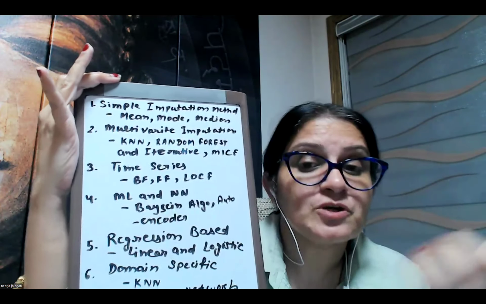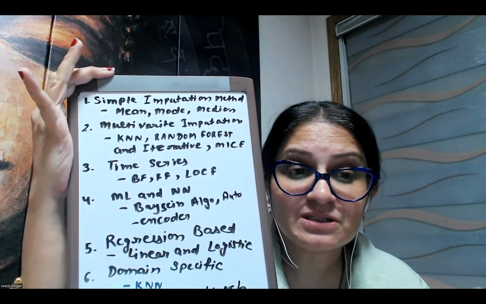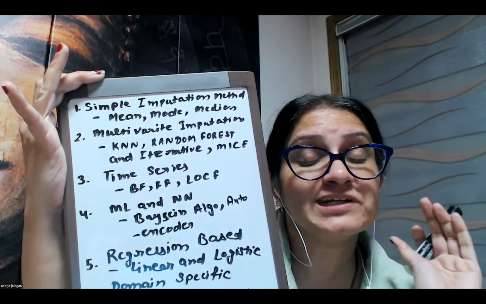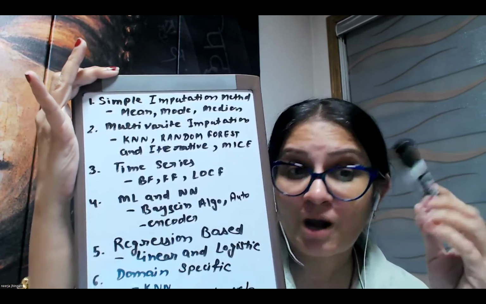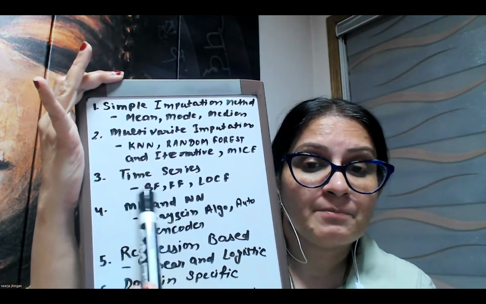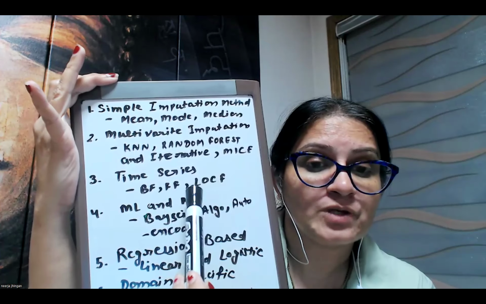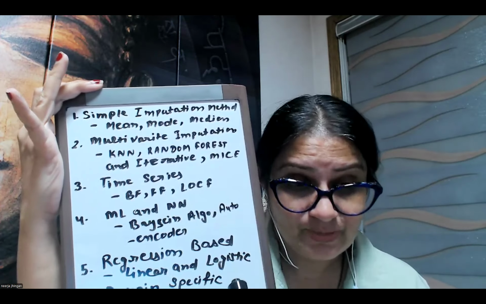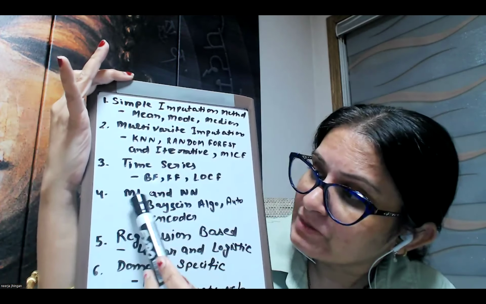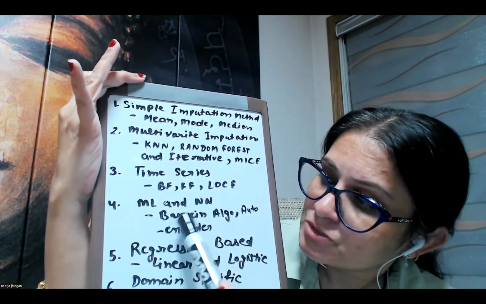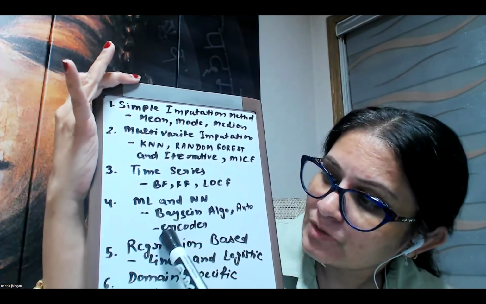And the next one is your time series. Time series missing values are handled in a totally different way. You cannot use the above two methods for time series. Okay, so this is your backward fill, forward fill, and your LOCF, the last observation carried forward. Okay, and then you have machine learning and neural network. In this, the popular imputation methods are your Bayesian algorithm and your autoencoder.